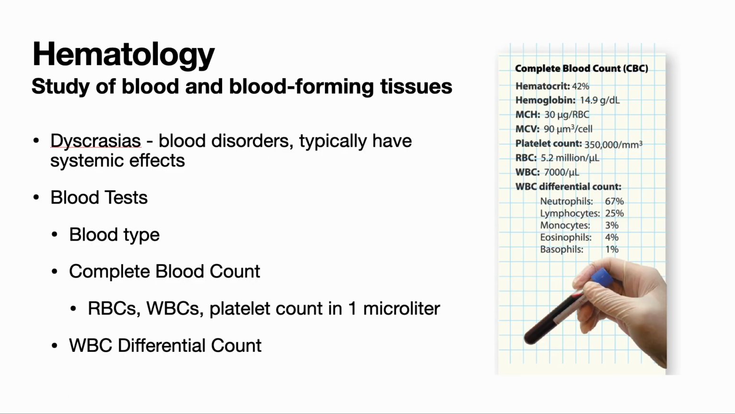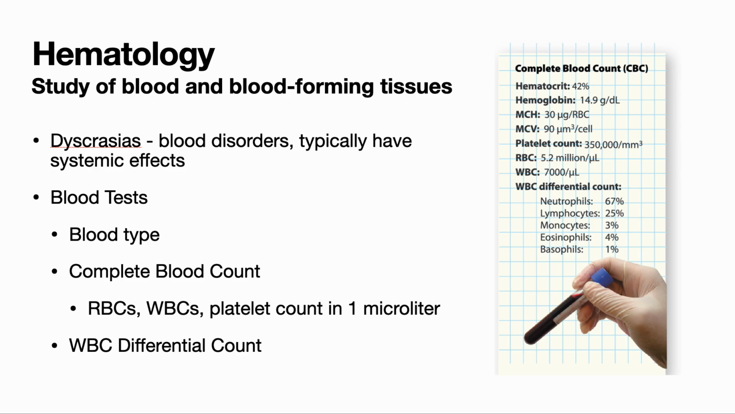So that's the platelet. And then we can also think about blood in terms of hematology. So don't mix up hematology with hemopoiesis or hematopoiesis. Hematology is the study of blood and blood-forming tissues. So, fancy word here, dyscrasias are any blood disorders. And of course, because blood is so essential to the health of all of your cells and tissues, typically dyscrasias will have an effect systemically. So they affect your whole body if you have one of these.